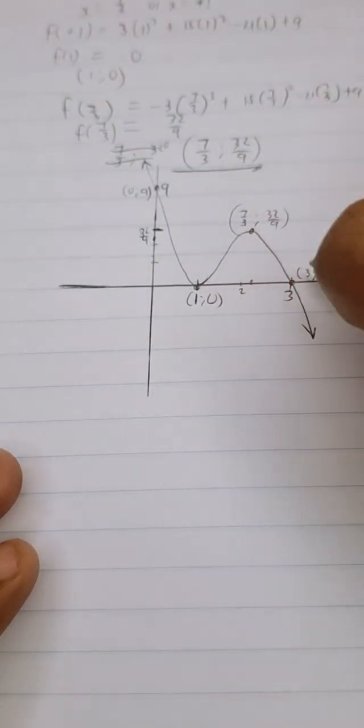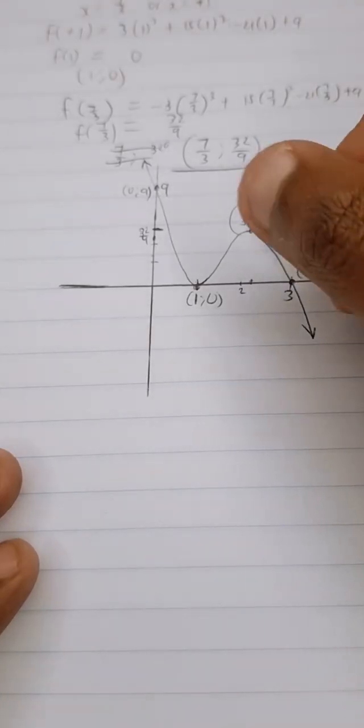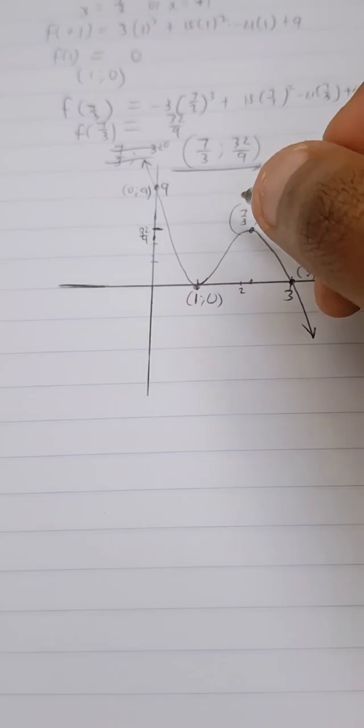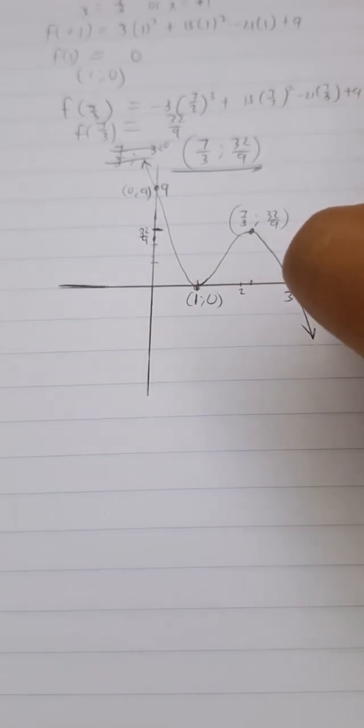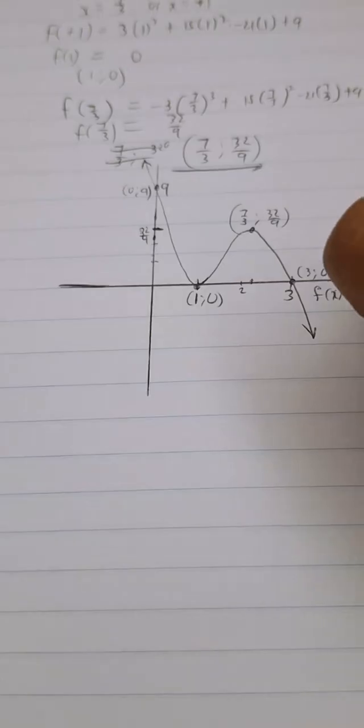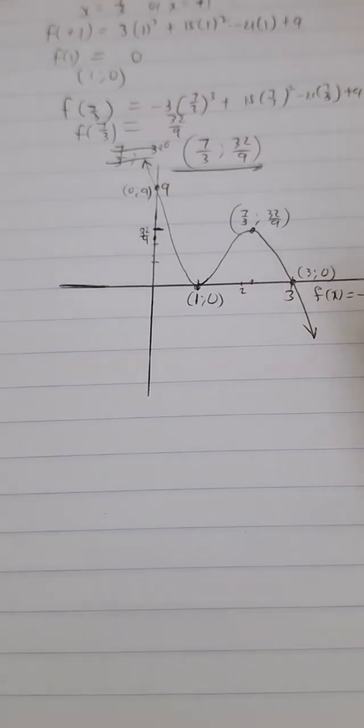We label the function. So what function is this? Is this f or g? This is f of x, which is negative 3x cubed plus 15x squared minus 21x plus 9. So that's our function, sketched, nicely drawn, no hassle.